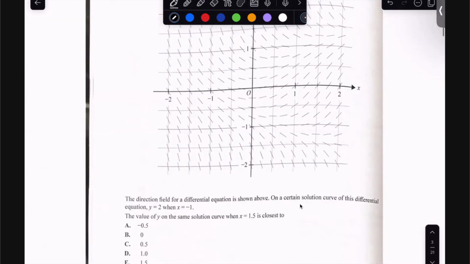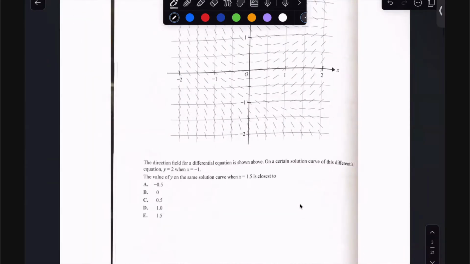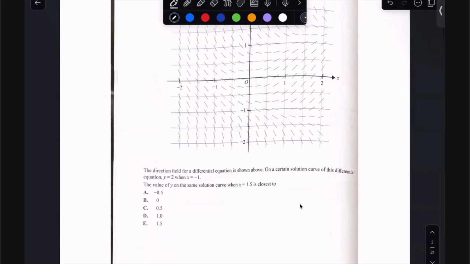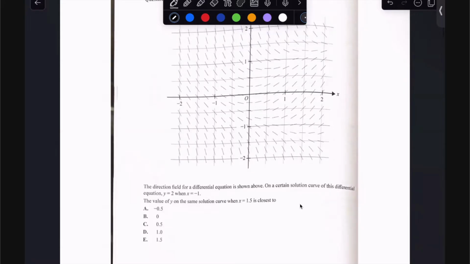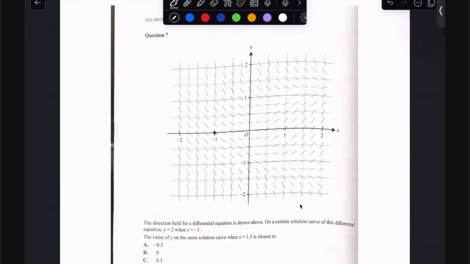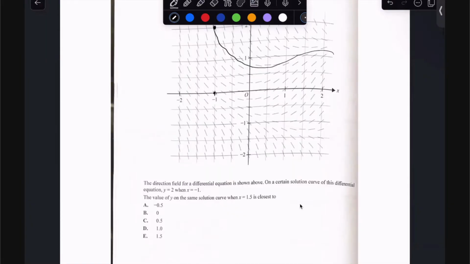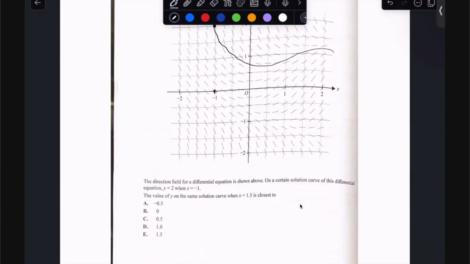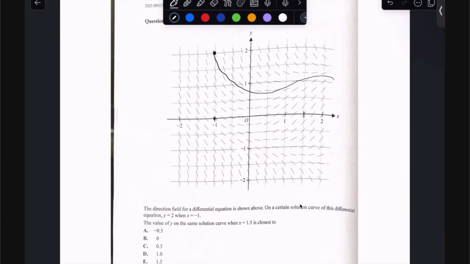7. The direction field for a differential equation is shown above. On a certain solution curve of this differential equation, y is equal to 2 and x is -1. So -1, 2. So that would be looking like something like that. The value of y on the same solution curve when x is equal to 1.5 is there, would be about 1, if I've done that right. Yeah, it's about 1.